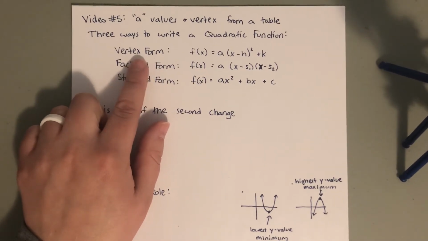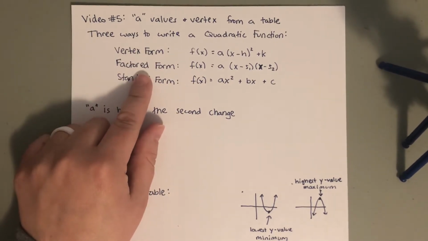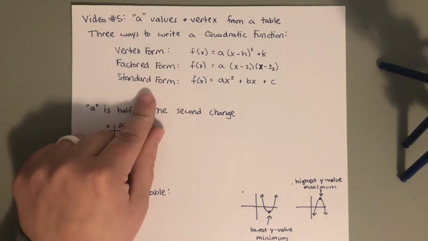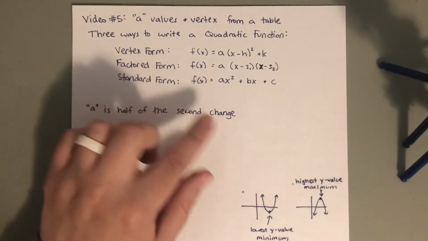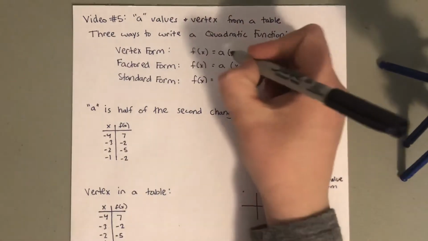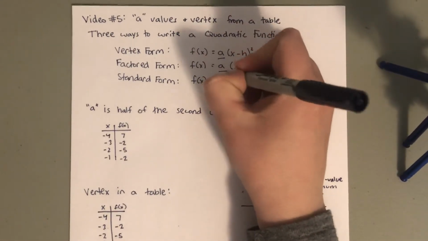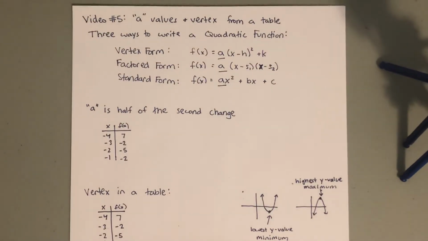There's vertex form, factored form, which we're going to talk about in the next video, and standard form, which we're going to talk about next week. But no matter what form you're using, notice that all of them have an A in it right there. So what we're going to talk about today is how we can find the value of A.